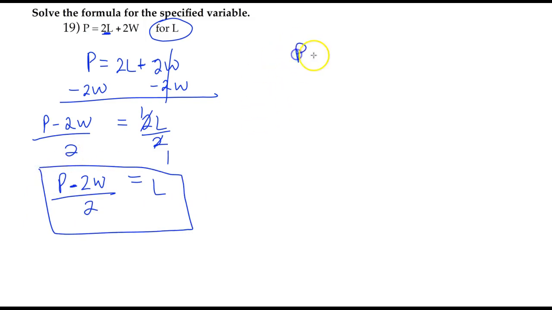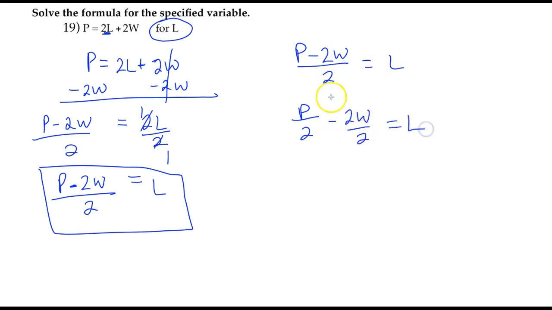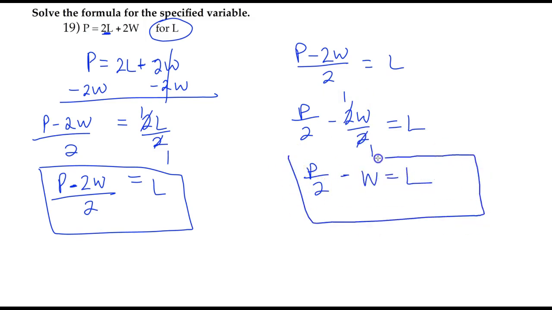Some of you may want to go a step further, depending upon how you solve this, and want to break this into 2 separate fractions. If you do that, that is totally fine. But when you do this, just remember that here, these 2's reduce to 1, and you just have minus w here. So this is also an acceptable answer.